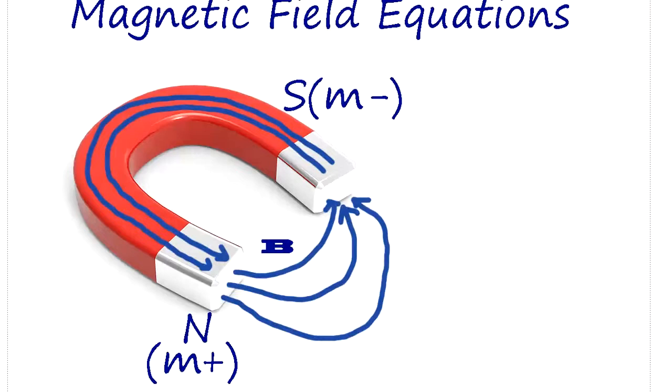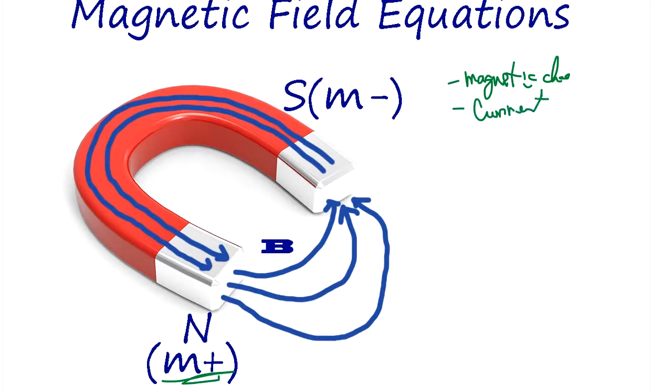So magnetic field is generated by what? There are two sources of magnetic field, which are magnetic charge and the current, and that's what you're going to learn later in this section, the Maxwell's equations.